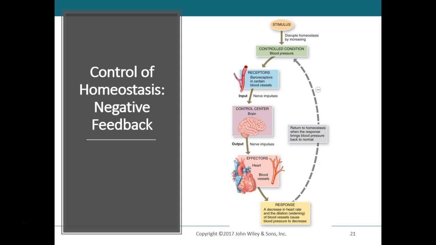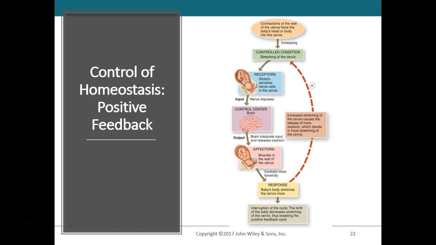So those baroreceptors now detect the controlled condition of blood pressure is back to normal, and they stop sending that stimulus to the brain. Okay, so most of the mechanisms in the human body are controlled by negative feedback, such as you saw there with the control of blood pressure. There are a few conditions that are controlled by what is known as positive feedback.